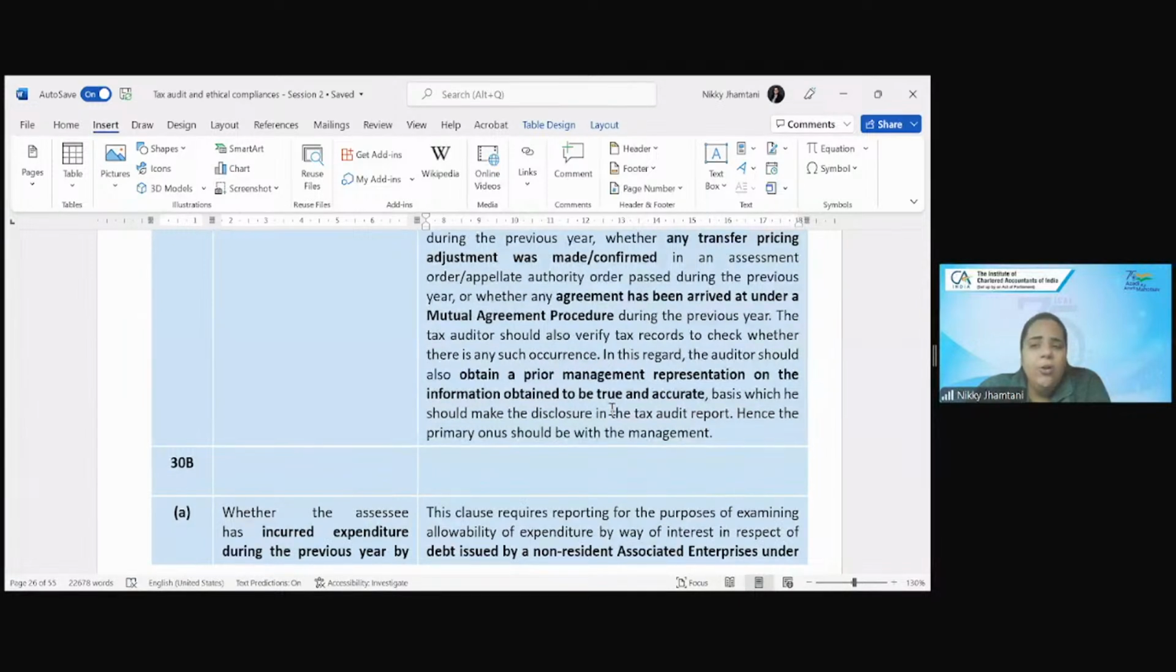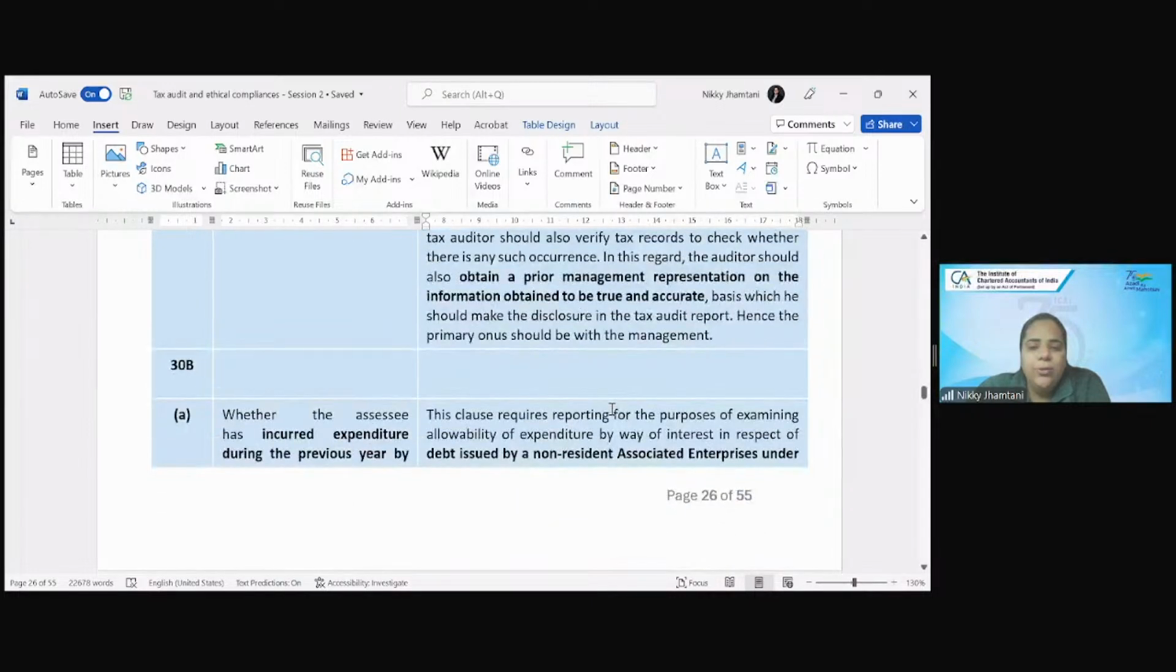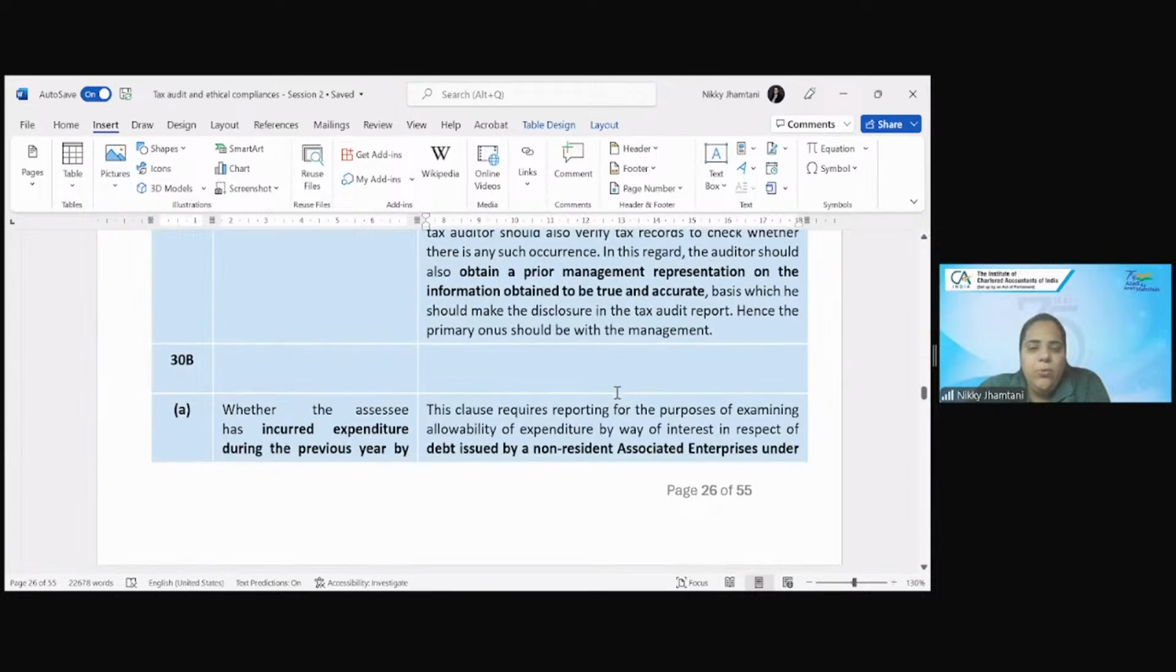In this regard, the auditor should obtain a prior management representation on the information obtained to be true and accurate, basis which he should make the disclosure in the tax audit report. Hence, the primary onus is on the management.